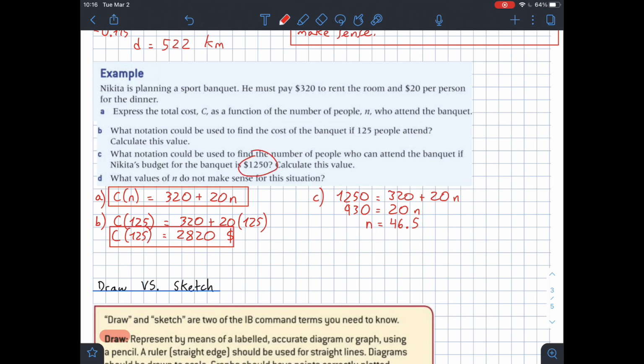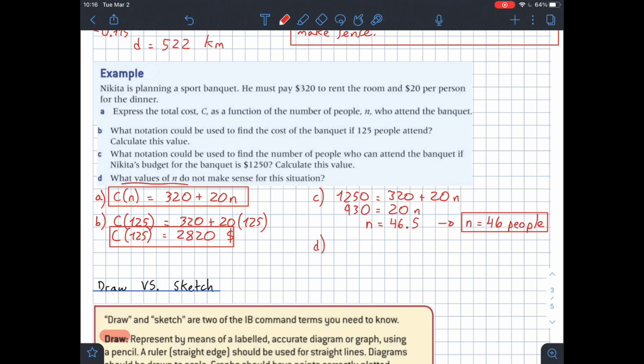If I have a maximum budget of 1,250, I cannot spend more than that, which means that I need to round this number down, okay? Because if I round it to 47, then the budget would be more than 1,250, and I won't be able to pay for that. So actually, the correct answer would be 46 people. Although our intuition would say that we need to round this up, it's not the case. We always need to analyze the context of the problem in order to determine where we should round, okay?